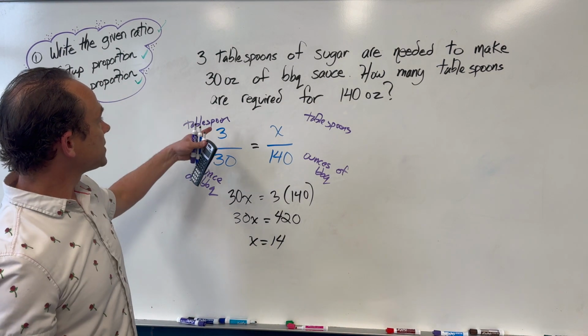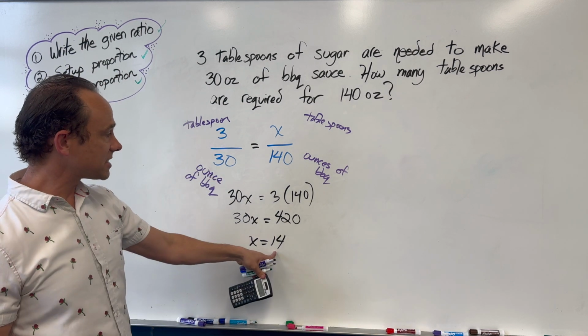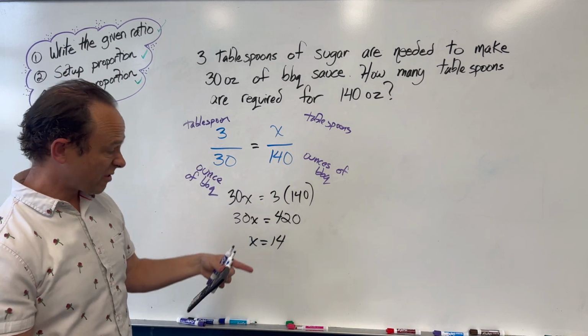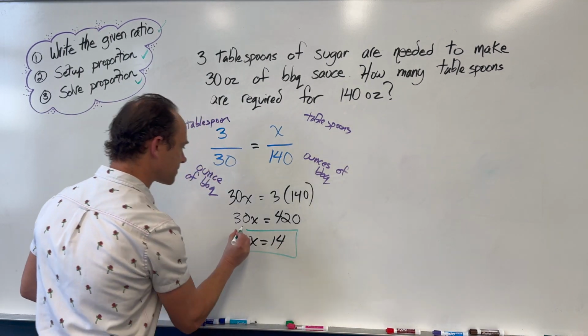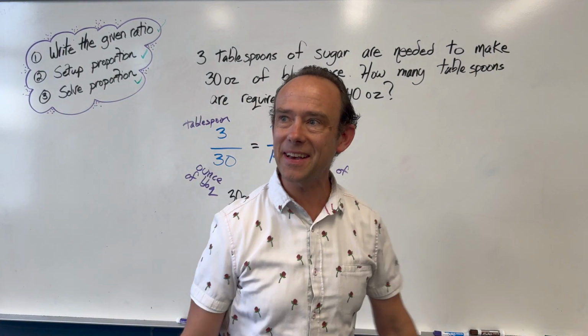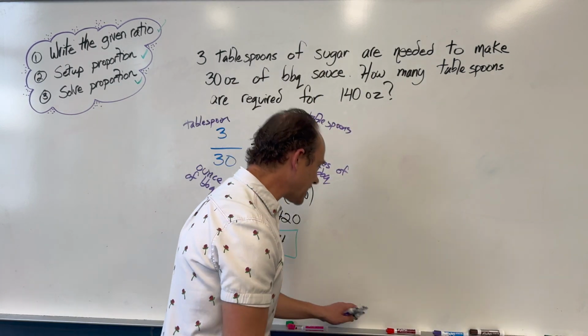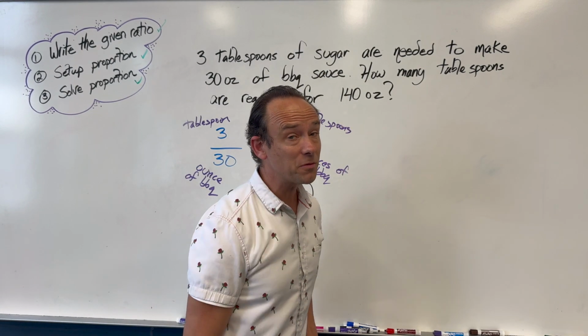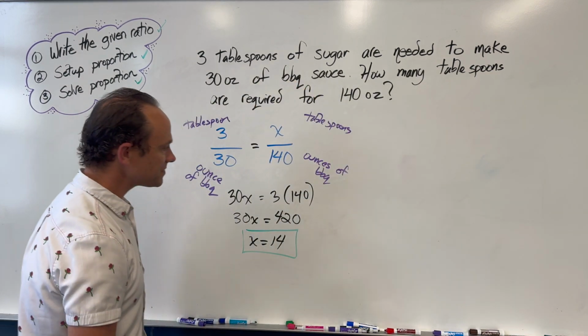So if it takes 3 tablespoons for 30 ounces of barbecue sauce, it's going to take 14 tablespoons for 140 ounces of barbecue sauce. And that's some real practical math there. I know y'all have scaled recipes before, probably. If not, get in the kitchen, cook something for mom, all right? Cook something for mom. Don't forget about mom.